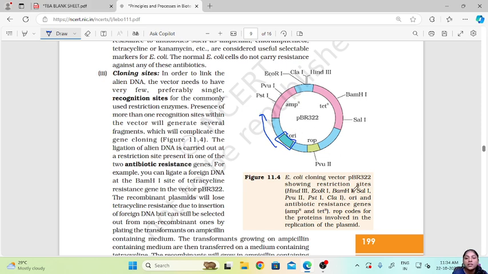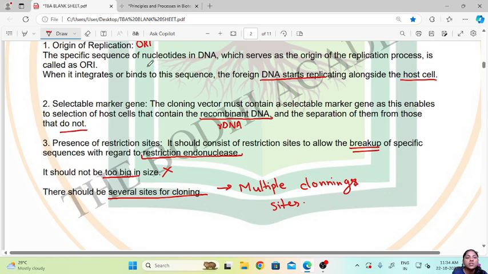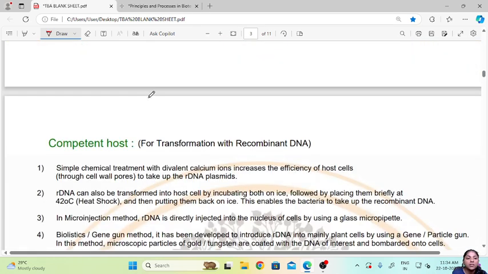As we can see here, these are all the restriction sites. We have EcoRI, BamHI, then these two. So all these are the restriction sites. Then there is the origin of replication, ori, and the antibiotic resistance genes, which are these two. So these are the features or characteristics of a cloning vector.